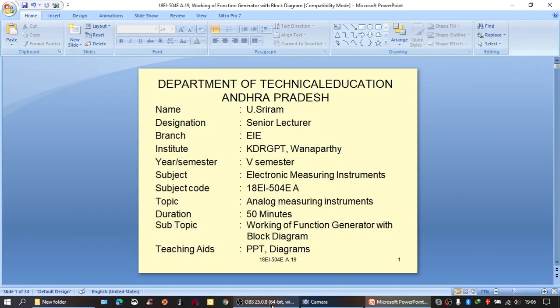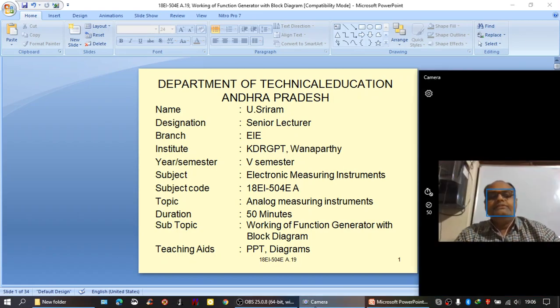Hello friends, welcome to the video lessons on electronic measuring instruments. In today's class, I am going to explain about the working of function generator with block diagram.